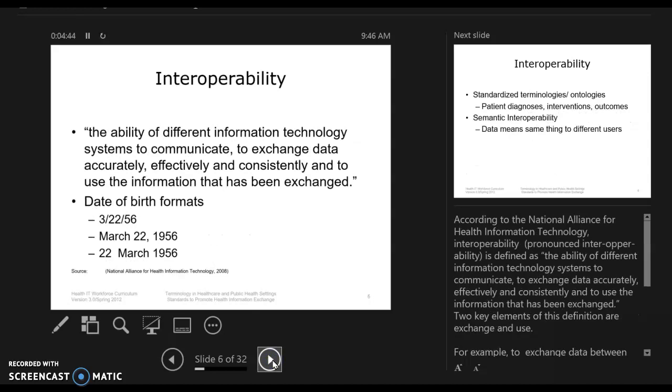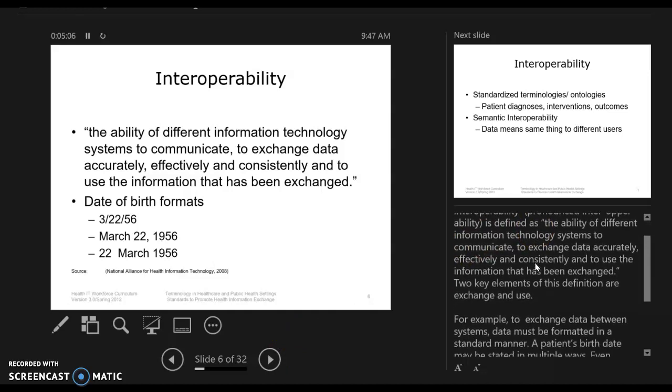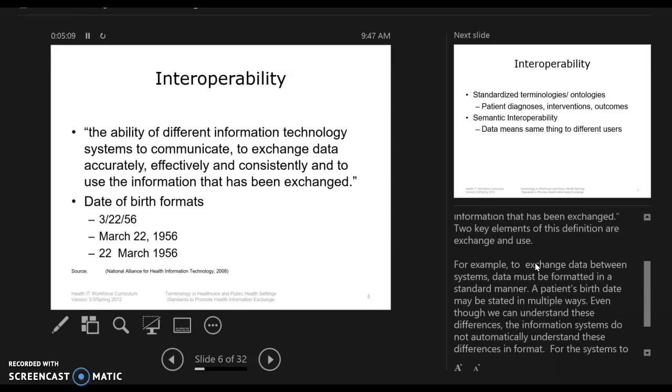According to the National Alliance for Health Information Technology, interoperability is the ability of different information technology systems to communicate, to exchange data accurately, effectively, and consistently, and to use the information that has been exchanged. Two key elements of this definition are exchange and use.